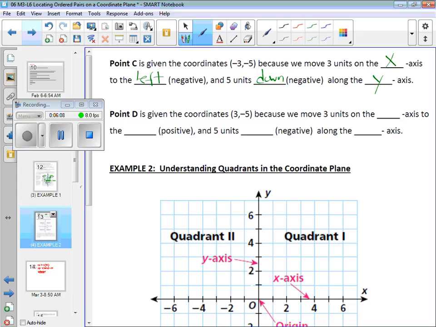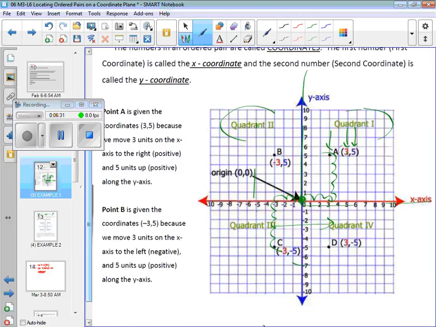It's tricky. What I've noticed with the coordinate plane is that some kids will get it right away. Some kids will struggle with it. Most like it. It just takes some practice. What about point D? If you go back on the previous page, it's positive 3, negative 5. Here's D. It's in quadrant 4, and it's positive 3, negative 5.